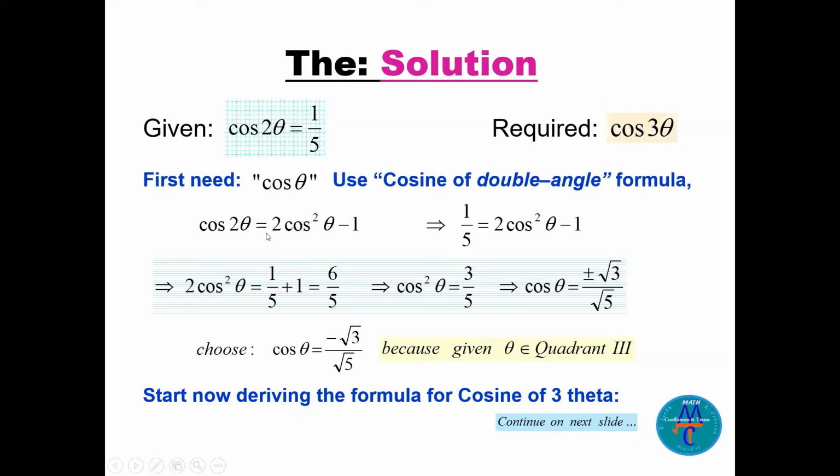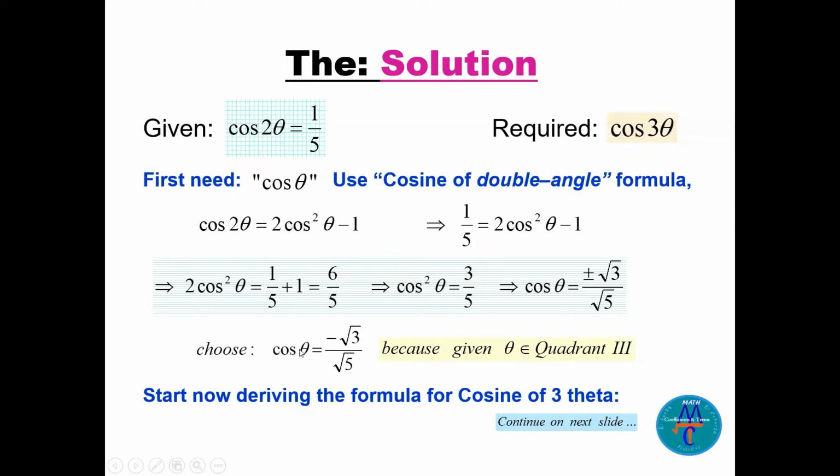We will see that. So let's start with the double angle formula, cosine of 2 theta equals 2 cosine squared theta minus 1. So I put cosine of 2 theta as 1 over 5 here. Then I take minus 1 to the other side. So 2 cosine squared theta will be 1 over 5 plus 1, which is 6 over 5. Now divide by 2, divide by 2. Cosine squared of theta will be 3 over 5. Take the square root of both sides. Cosine of theta will be plus or minus square root of 3 divided by square root of 5.